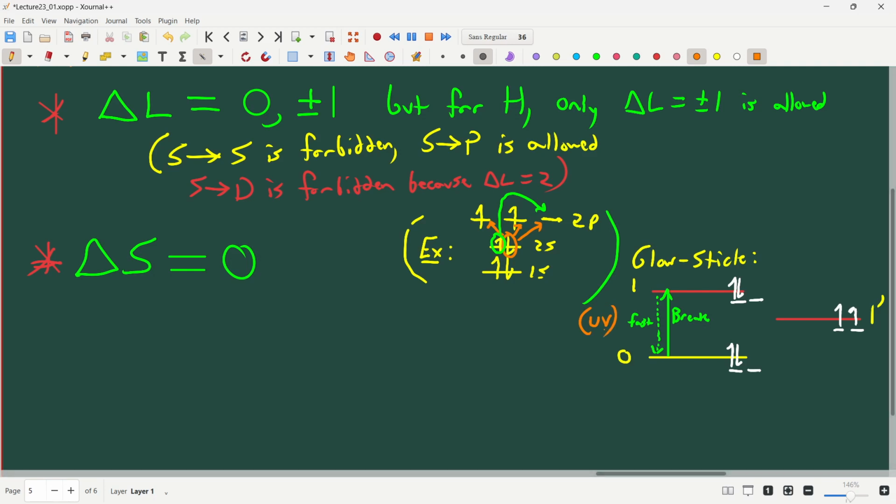And it gets up in this state, and it can easily just come right back down. It's perfectly allowed, nothing wrong. But it would just emit a photon, and it would just decay immediately. You wouldn't have a glow stick. You just excite it, and it goes down. But there's a possibility.